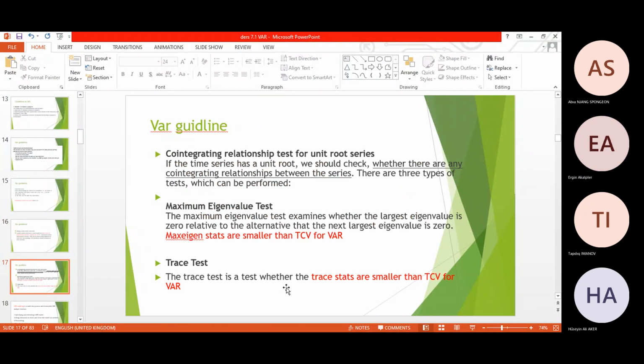For the co-integrating or unit root series, if the time series has a unit root, we should check whether there is any co-integrating relationship between the series. There are three types of tests which can be performed. And then, of course, as I mentioned, the maximum eigenvalue and the trace statistics will be performed. If the maximum eigenvalue is smaller than the test critical value, use the vector autoregressive model. Similarly, if the trace statistic is also smaller than the test critical value. In the opposite case, the vector error correction model is supposed to be realized.